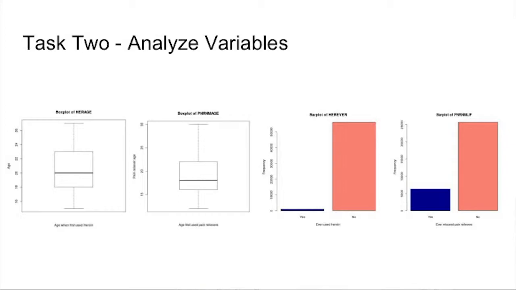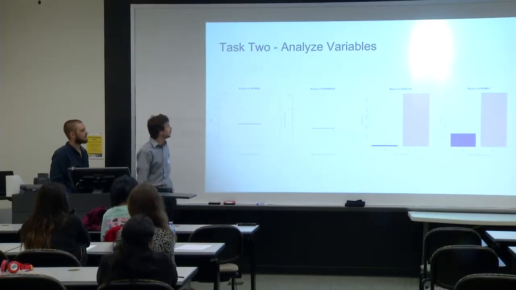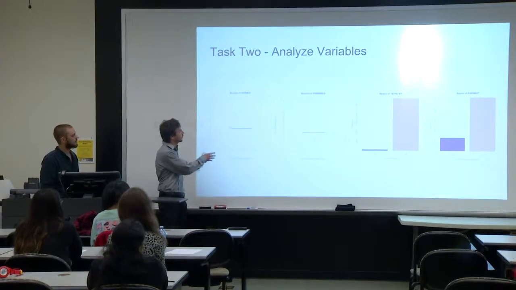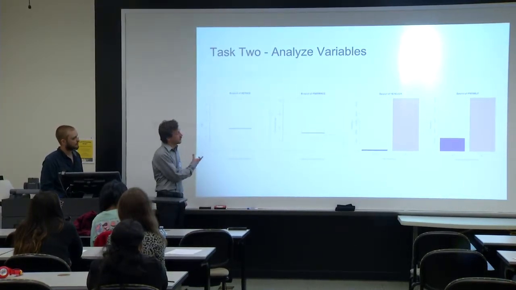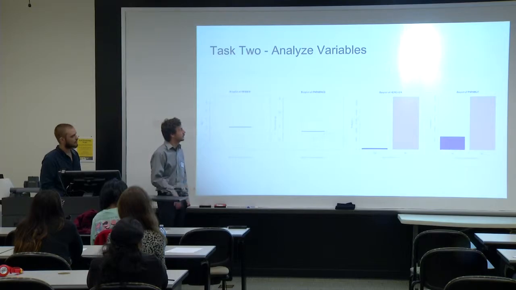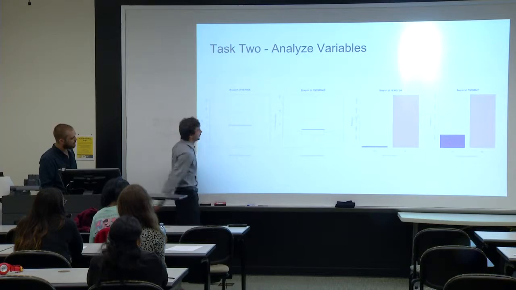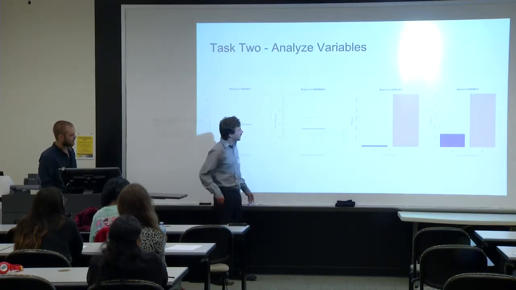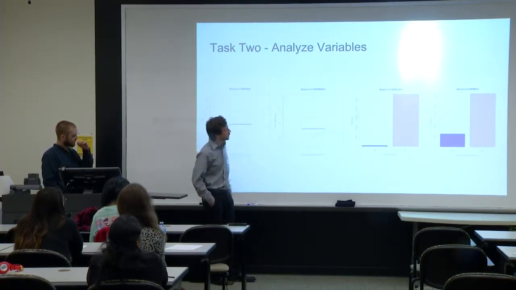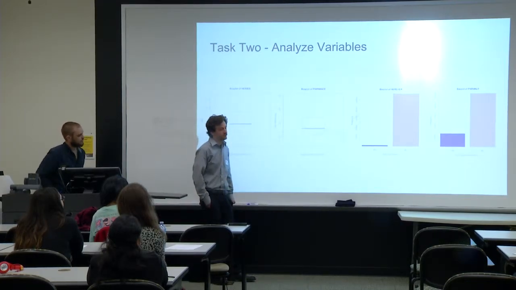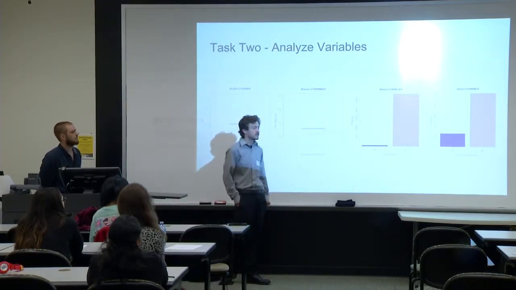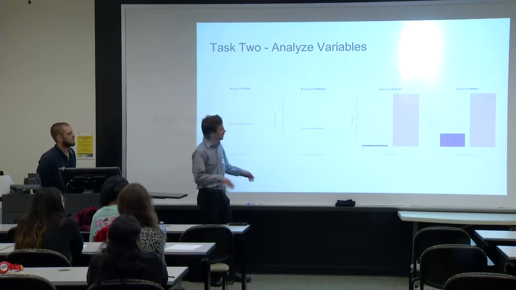Move over to Matt. So when we wanted to look at our variables before we started running our statistical tests, we looked at box plots for heroin age, the first stage of using heroin and the first time misusing pain relievers, and found that the medians were at about 20 and 18. And we also looked at the bar plots for ever used heroin and ever misused pain relievers, and found that obviously not a lot of people have done either of those things.